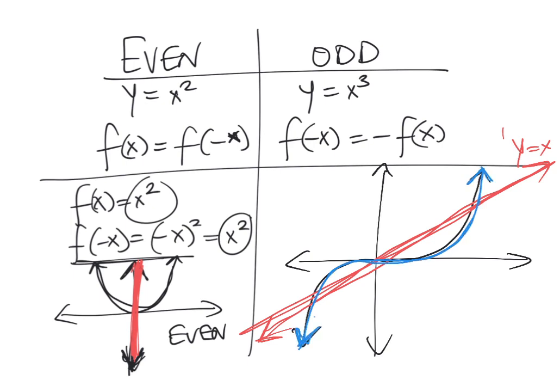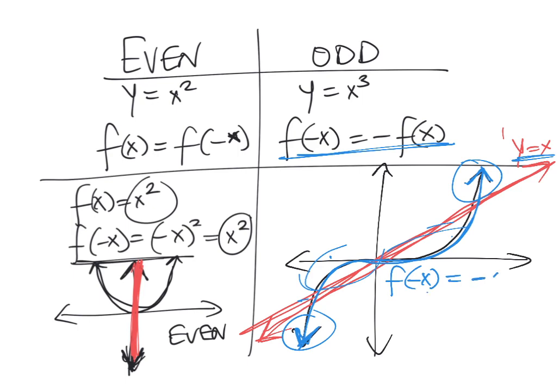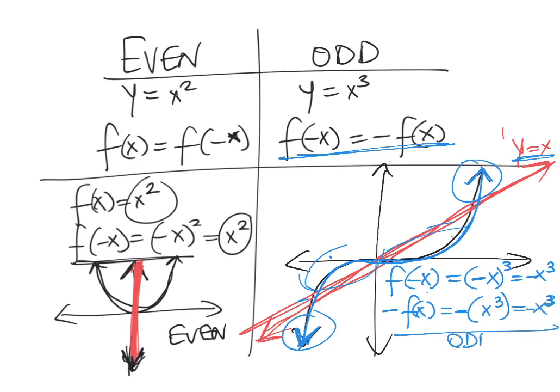Notice the behavior here, the behavior there, and then notice this part of the graph and this part of the graph. So notice there's a symmetry, but it's through y is equal to x. Now let's show it algebraically. F of negative x would be equal to, we put negative x in for x, x cubed, we get negative x cubed. And then what is negative f of x? That would be minus times x cubed, which would be negative x cubed. So we can see that it is an odd function.